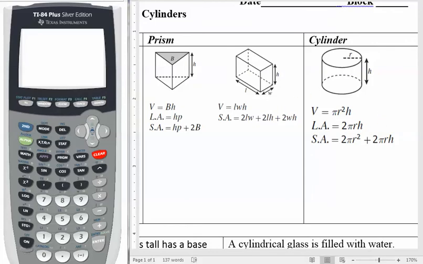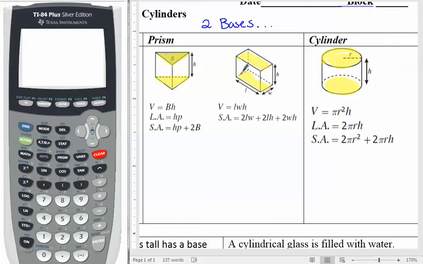Prisms, first of all, kind of have something in common. If we look real quick, the most common thing is here I have a circle on the top and a circle on the bottom. And then I have a rectangle on the top of this one and a rectangle on the bottom of this one. Here I have a triangle on top and a triangle on the bottom. So when I'm looking at prisms or cylinders, I notice that I have two bases.